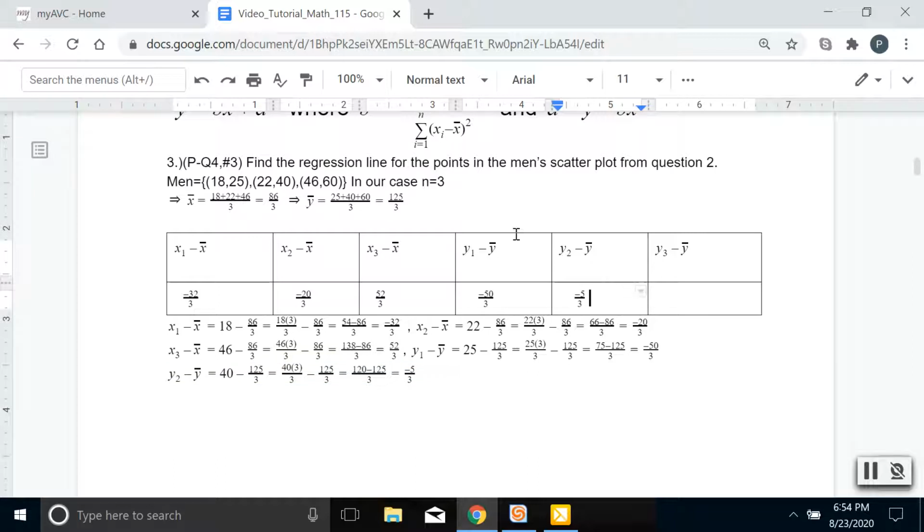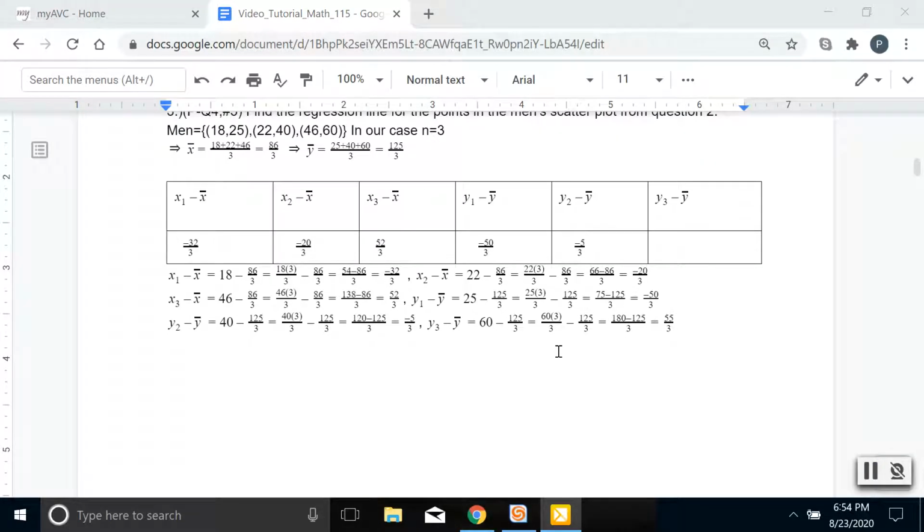And lastly, we'll do our y3. Our y3 is 60, and our y bar is 125 over 3. So we get 60 minus 125 over 3. Multiply top and bottom by 3 on the 60 here. 60 times 3 is 180, so it'll be 180 minus 125 over 3, which is 55 over 3. That's going to go here. Oops. Should be 55 over 3.